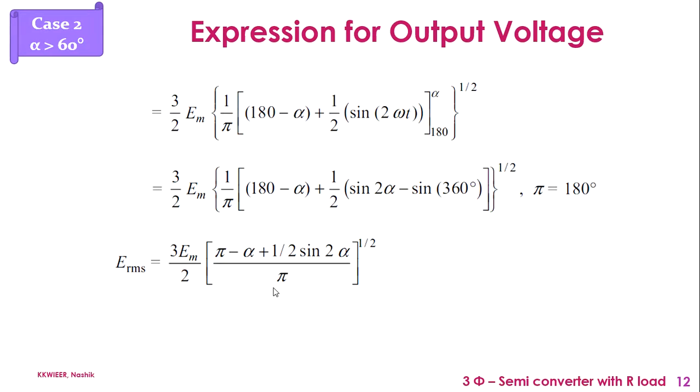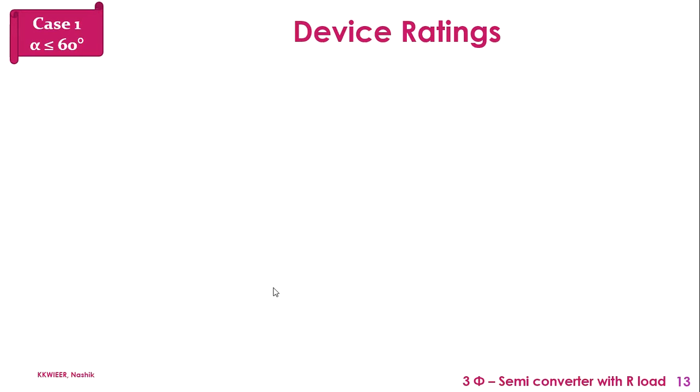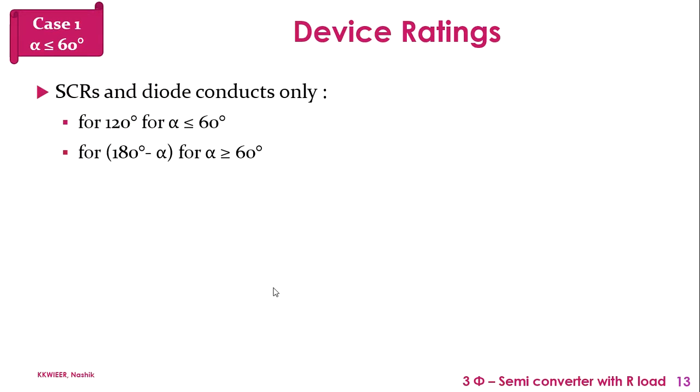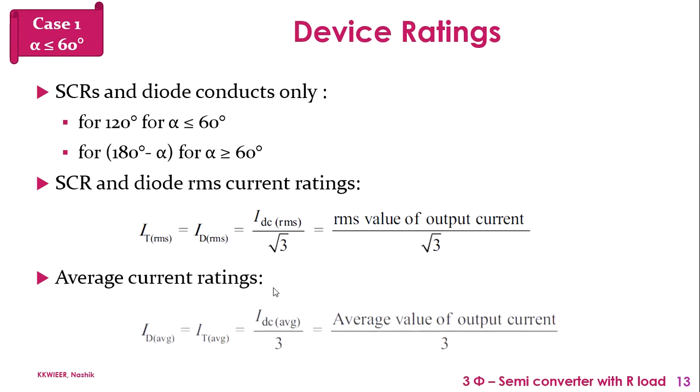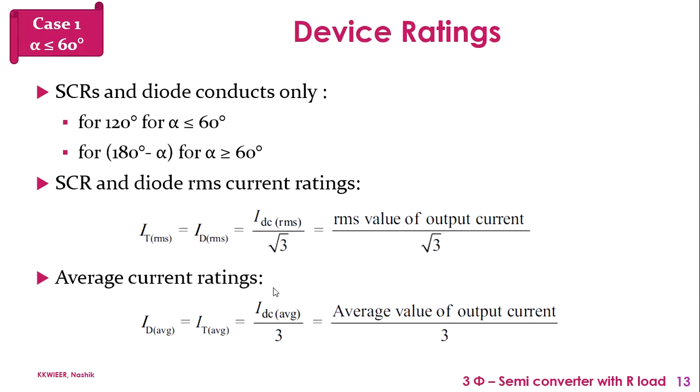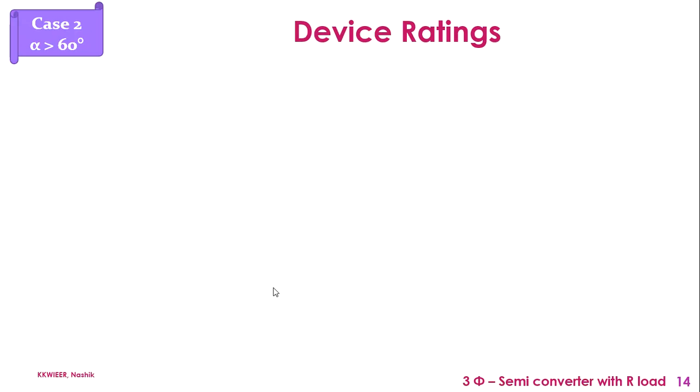So this is the RMS output voltage for α greater than 60 degree, that is case 2. Now we will see device ratings for again these two cases, α greater than and less than 60 degree. For case 1, the SCR and diode RMS current ratings are given as IT RMS is equal to RMS value of output current divided by √3, whereas the average current ratings are given as average value of output current, that is IDC average, divided by 3.